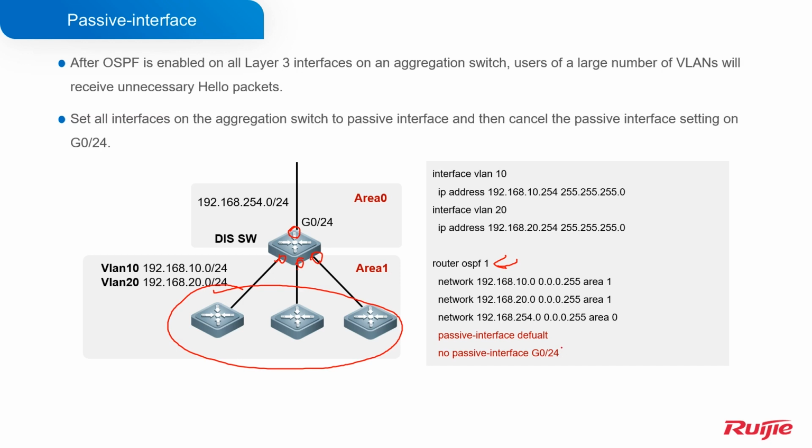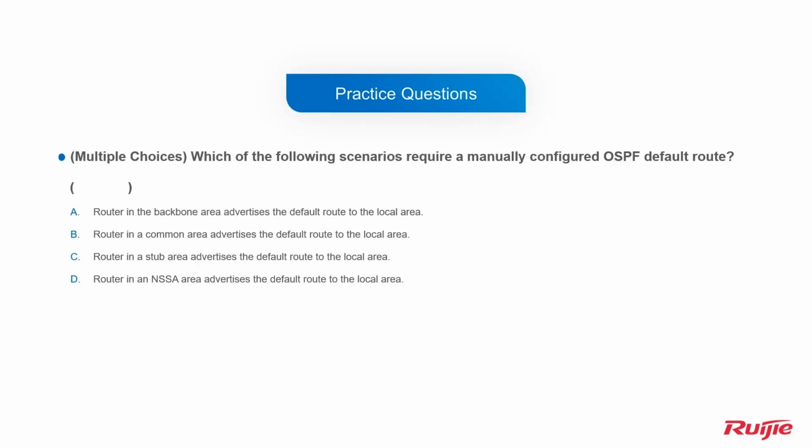Okay, and then after we finish the configuration on the device, this switch doesn't need to receive the hello packet from the aggregation switch. Okay, so the passive interface can help us to save the bandwidth resources and save the packets from other devices. Okay, so now let's get into the practice questions.